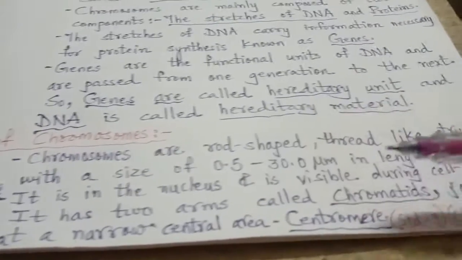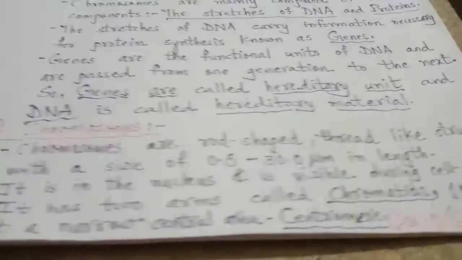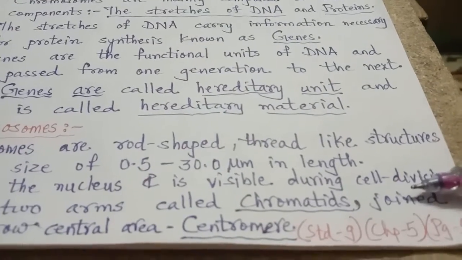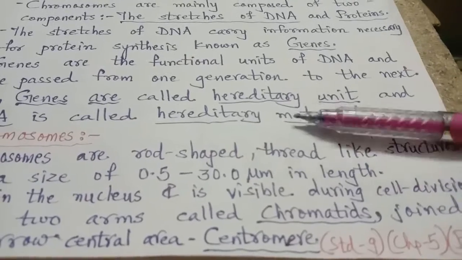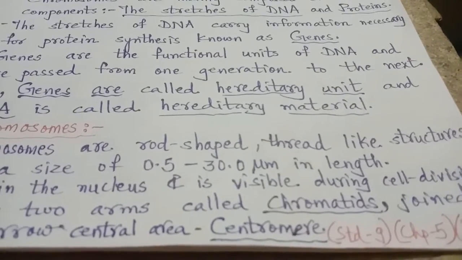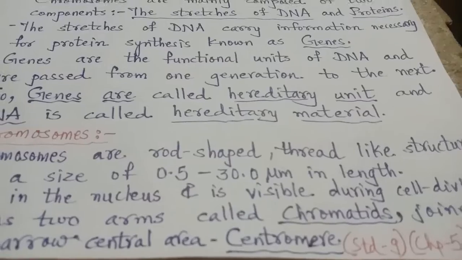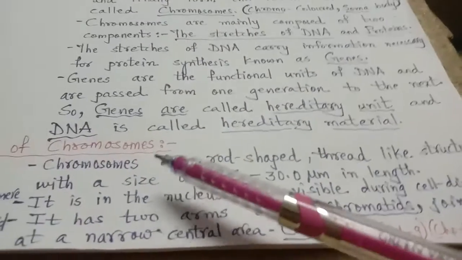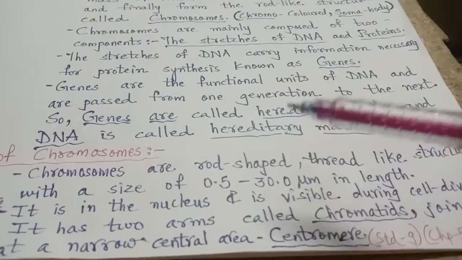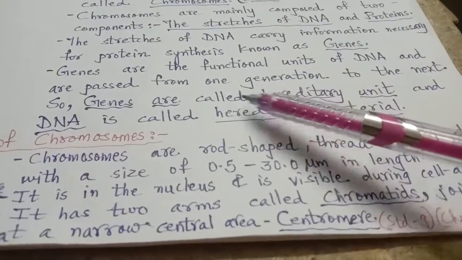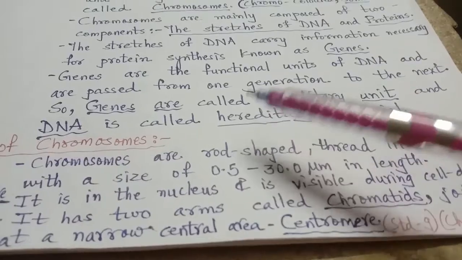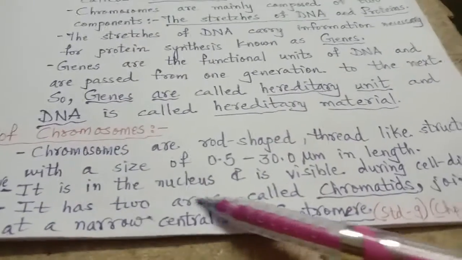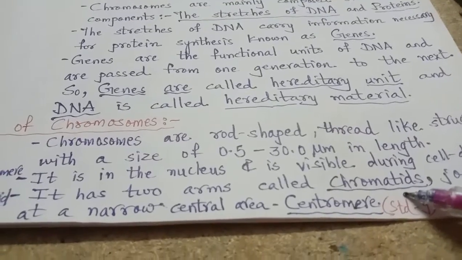It is visible when the cell gets mature, that means at the time of cell division, right? So from a parent cell, when a baby cell is going to form, the maturation takes place. At that time only is the chromosome visible. Till then it is there in the nucleus, but not in the form of chromosome; it is in the form of chromatin thread. It has two arms called chromatids.